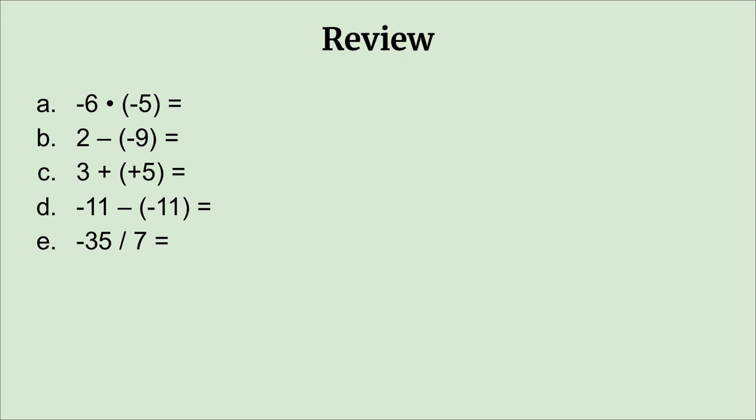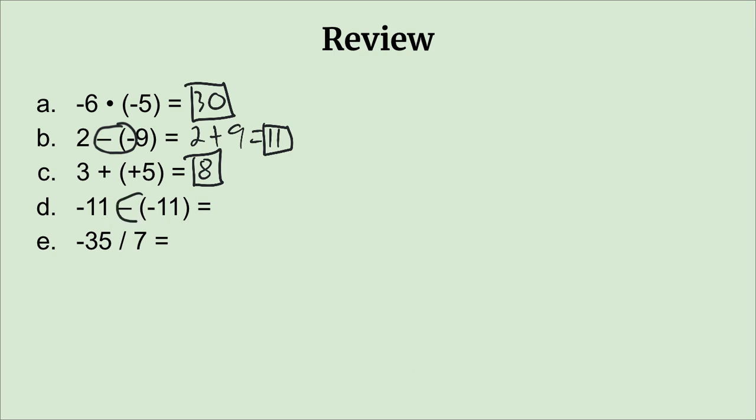So the first one, -6 times -5 is positive 30. 2 plus or minus -9. We've got two negatives in a row, so that means we need to change that to become a 2 plus 9. That's saying opposite of -9, which is plus 9. So that would be 11. 3 plus 5 would get you 8.